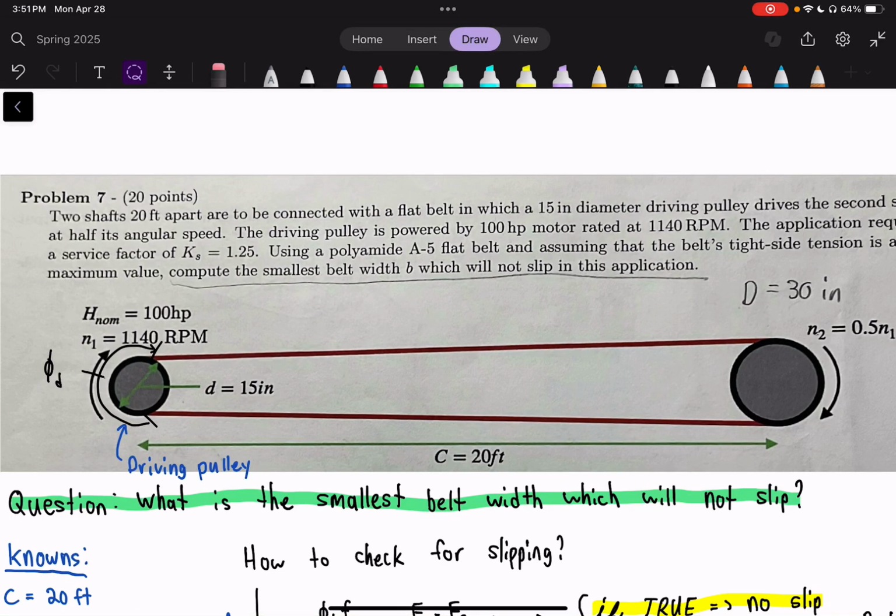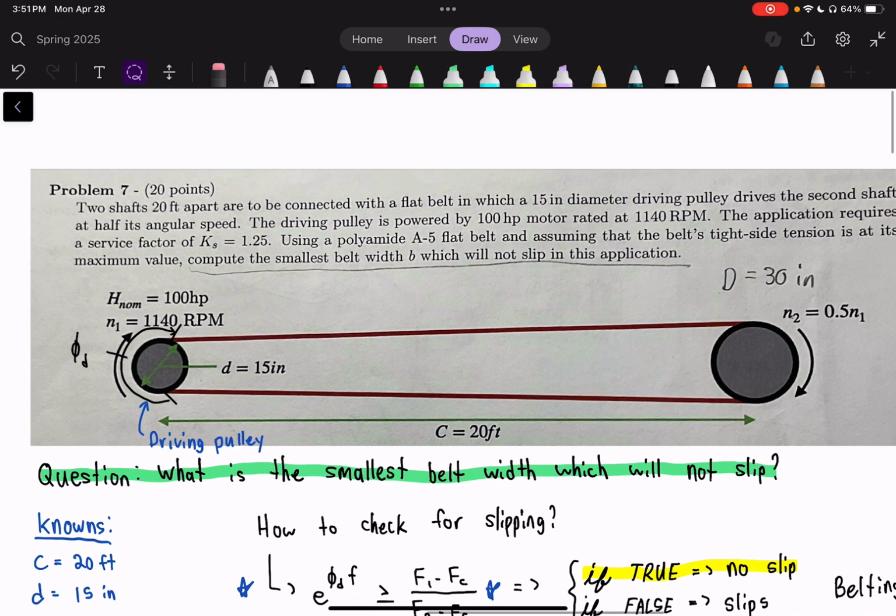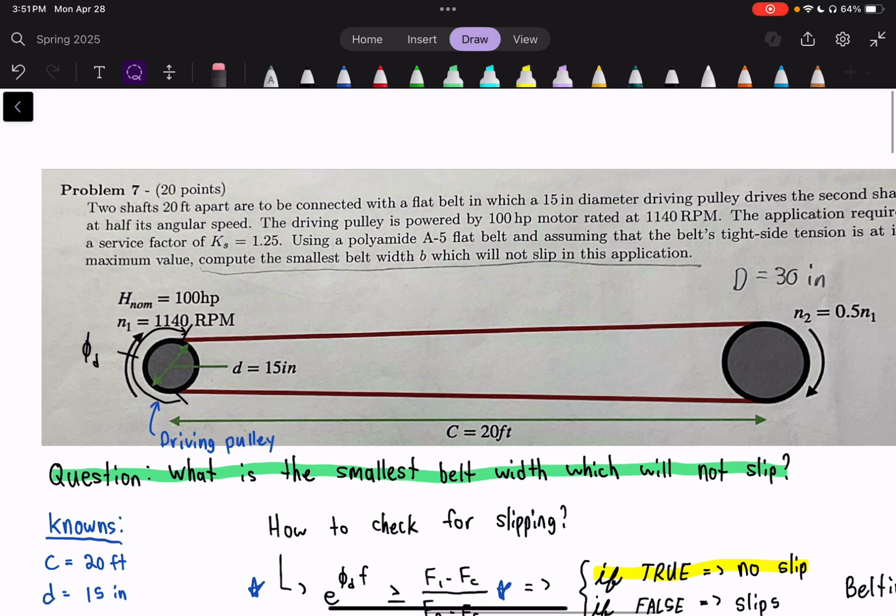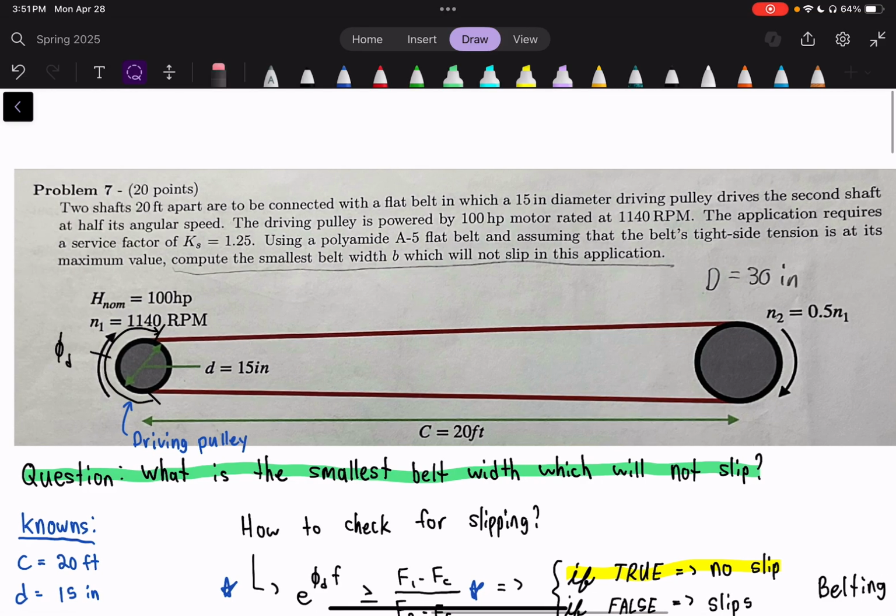Okay, I'm going to be doing problem 7 here, which has two shafts which have a center distance of 20 feet apart, and they are connected by a flat belt in which there is a 15-inch diameter of the small pulley driving the second shaft at half its angular speed. So this driving pulley is powered by a nominal power of 100 horsepower, and that speed N1 is going to be at 1140 revolutions per minute.